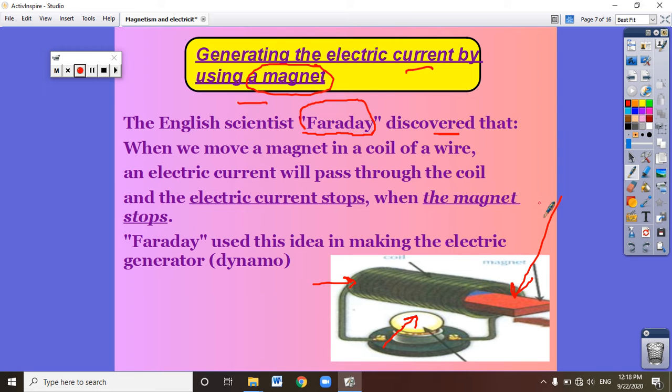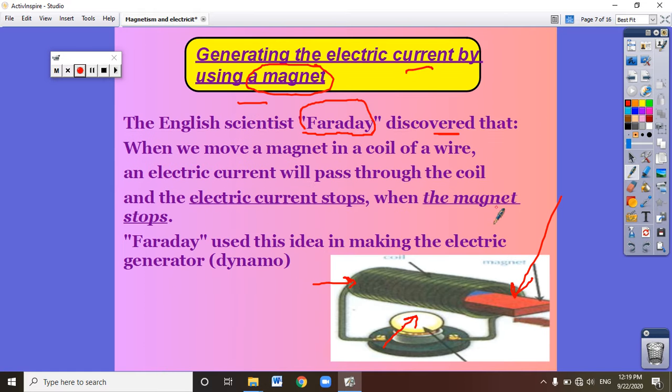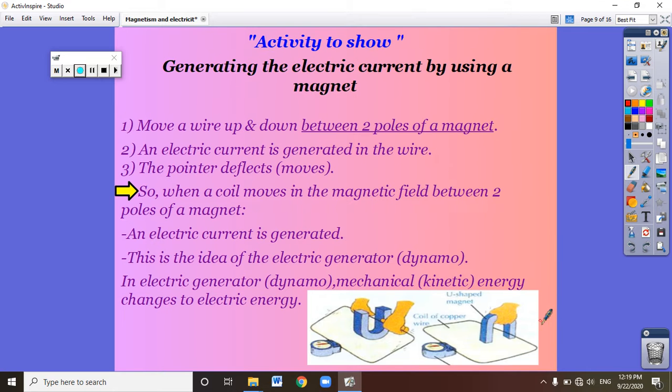That's the shape of the dynamo, and the dynamo has another shape, which is this. In the first shape we use a core magnet, but in the other shape we use a, what is the shape of this magnet? Yes, a U-shaped magnet or horseshoe magnet.